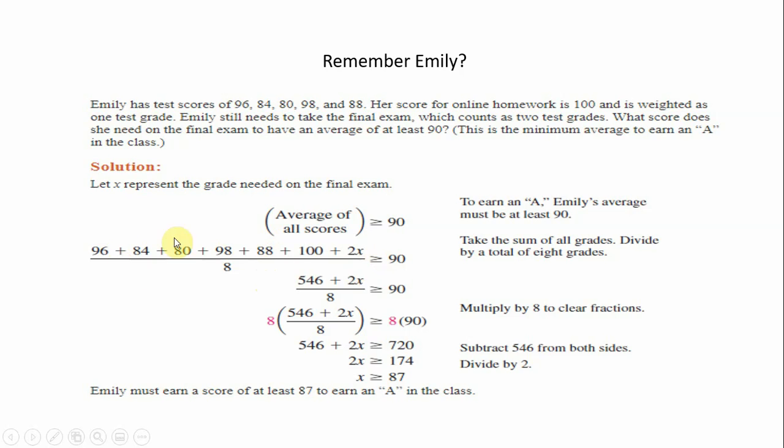So here was our inequality that we had at the start of the lesson. I'm going to group all of these numbers together. That would be 546 plus 2x over 8 bigger than or equal to 90. Let's clear fractions. The only thing I've got to do is multiply both sides by 8 to clear that. 8 times 90 would be my 720. I want my x by itself, so first get rid of the 546, subtract. 2x is bigger than or equal to 174, and then I'm going to divide by 2, and that just happens to be 87. So that says Emily must earn a score of at least an 87. Anything bigger than 87 makes this bigger than 90.